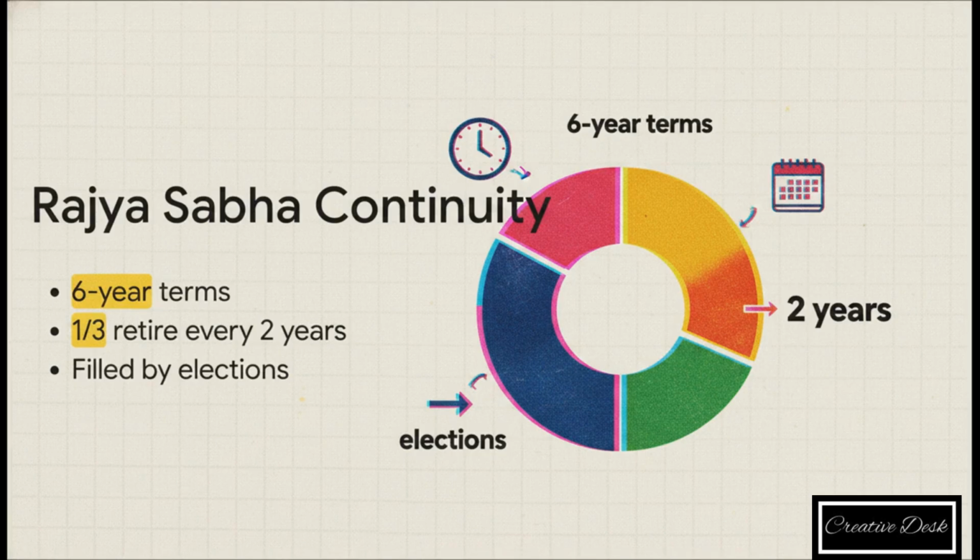Each individual member gets a 6-year term, but the cycles are staggered. This means exactly 1/3 of the members retire every 2 years, and those empty seats are filled right away by new elections or nominations. It's a pretty smart design, honestly. It ensures the country has vital continuity in policies, even if the Lok Sabha is dealing with the total chaos of dissolution in general elections.